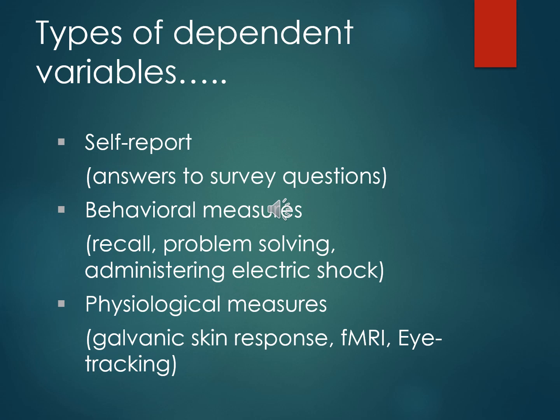This includes, for example, recall. That means how many of the words from a list can be recalled, or how well one performs in a specific problem-solving task. Or, for example, in the Milgram study, people's willingness to administer a high-intensity electric shock. And then finally, there's physiological measures, which include reaction time, galvanic skin response, fMRI, and eye tracking.